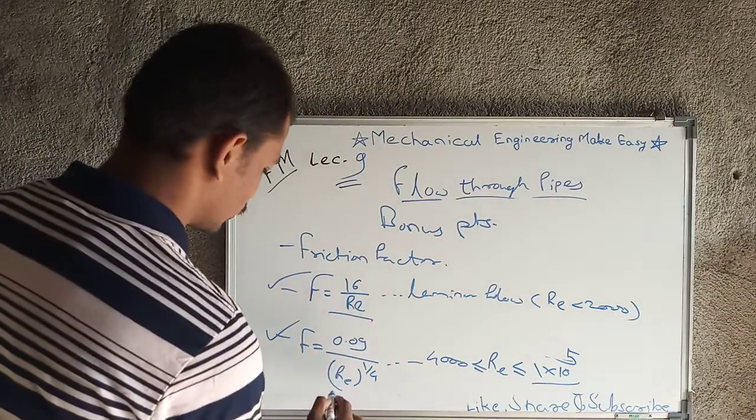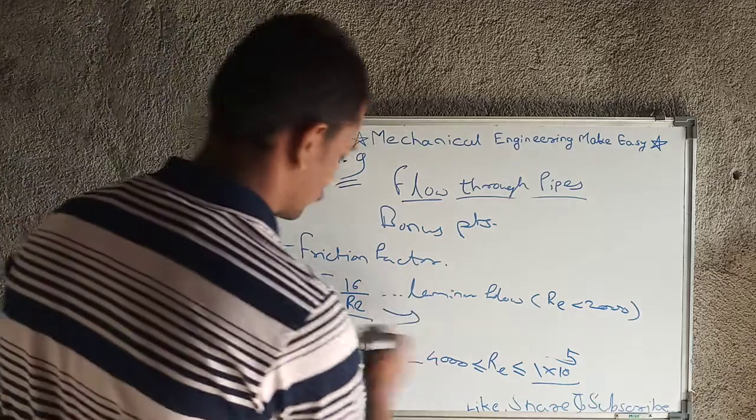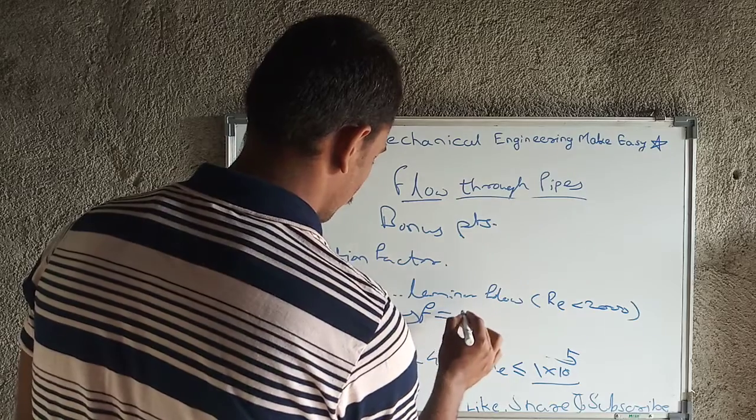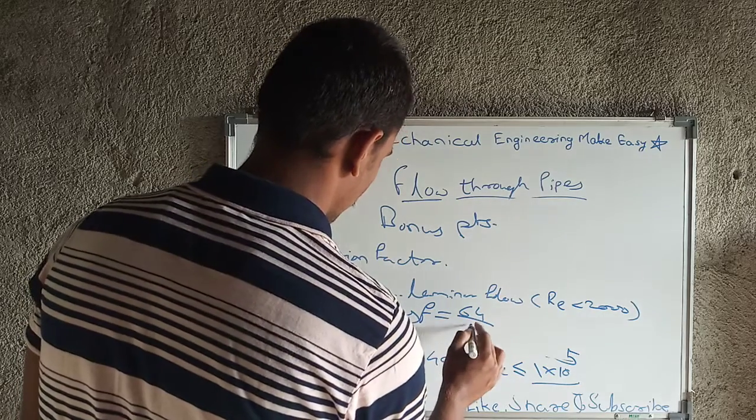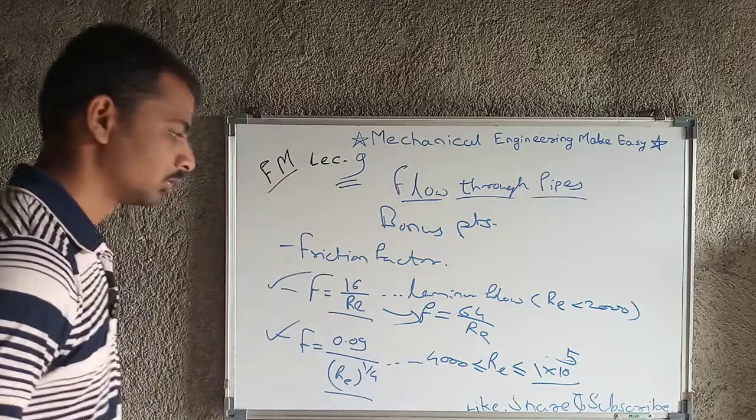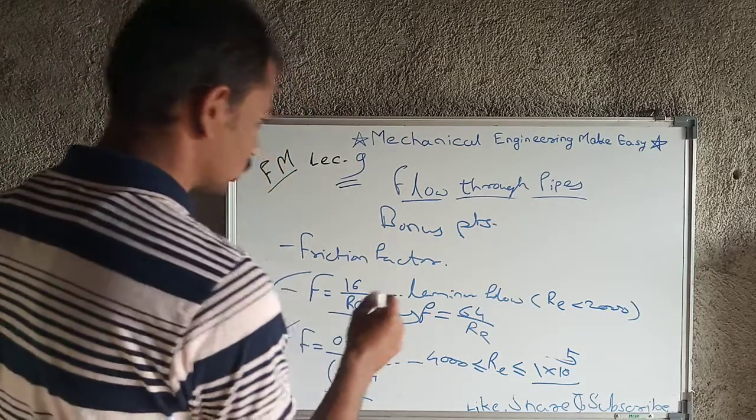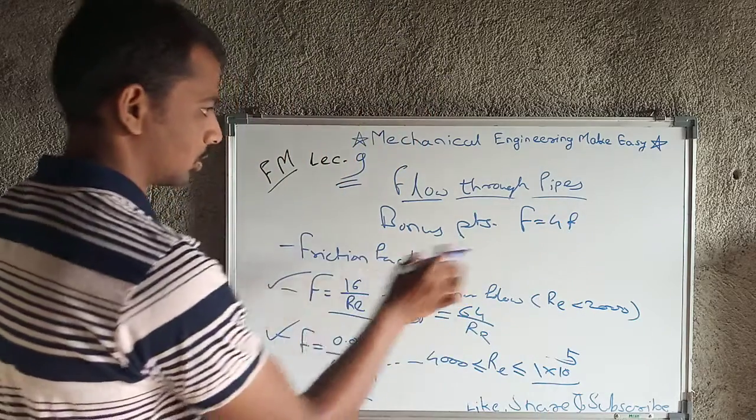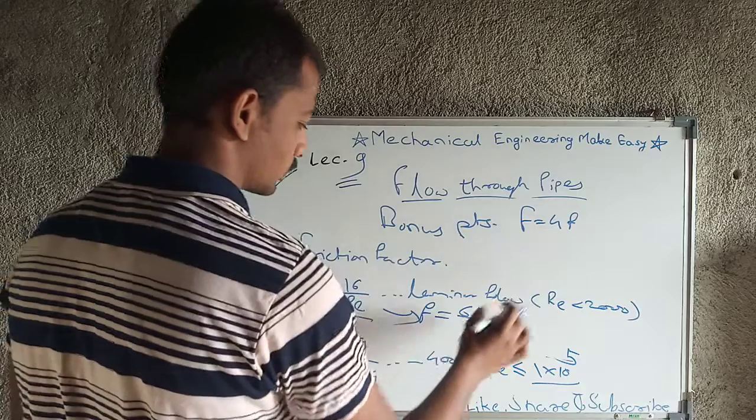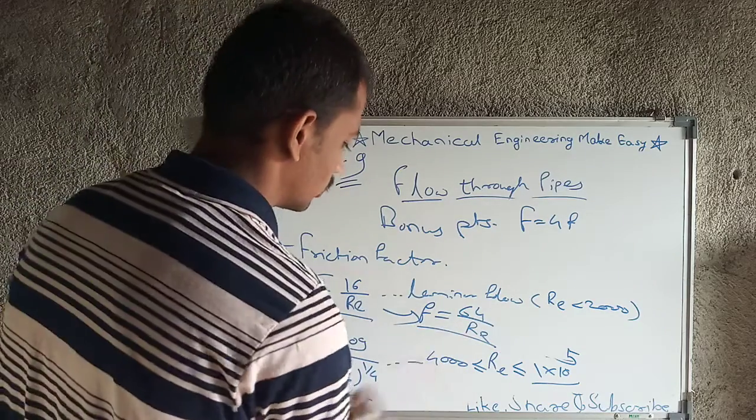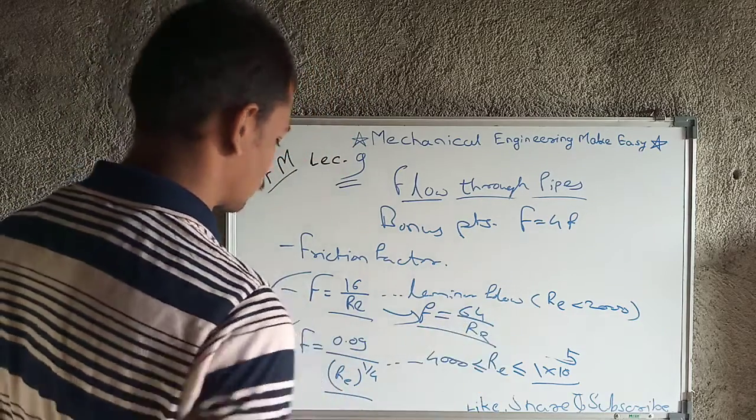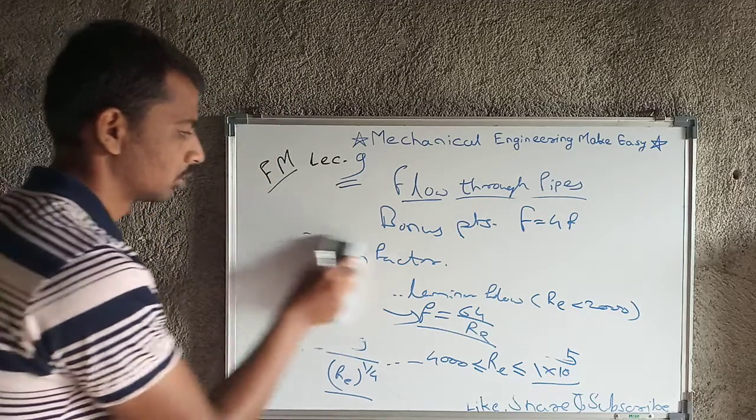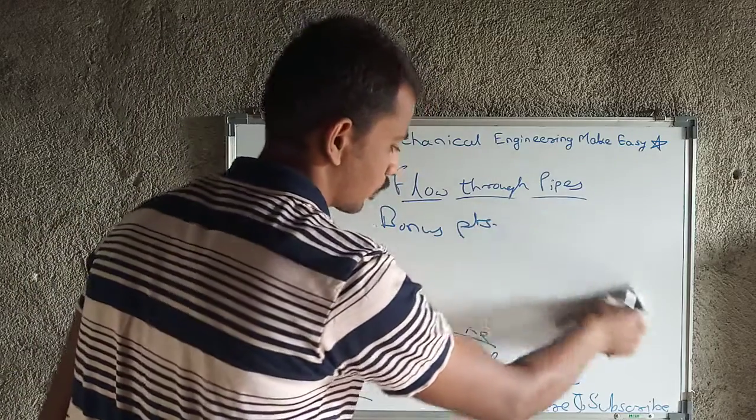So these are two values of friction factor, and if you want the coefficient of friction, for laminar flow the coefficient of friction is 64 upon Re, because capital F equals 4 times F, so 16 fours are 64. That's why this coefficient of friction is 64 upon Re. So note down these values, these are important for numericals.